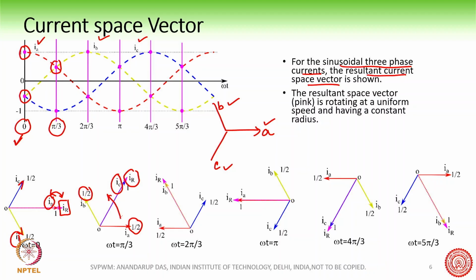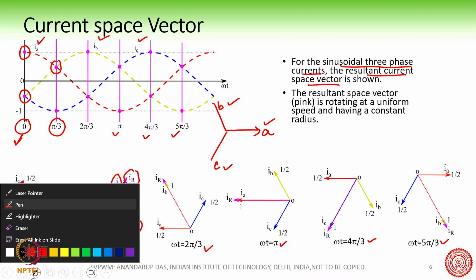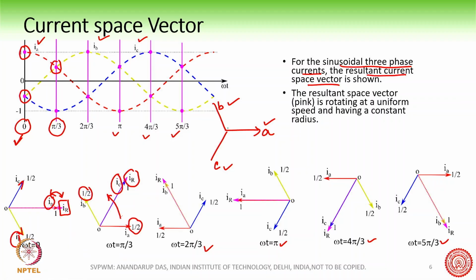Just like what happens in a rotating MMF, the space vector is also rotating. It has a fixed maximum amplitude of IR, and it is rotating at the speed of omega in an anti-clockwise direction. You can go on with other time instants and see that as time progresses, the resultant space vector is rotating in time, and it has a circular trajectory, because the peak is constant.